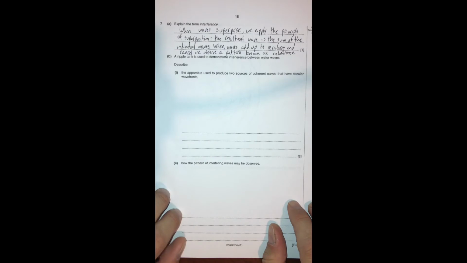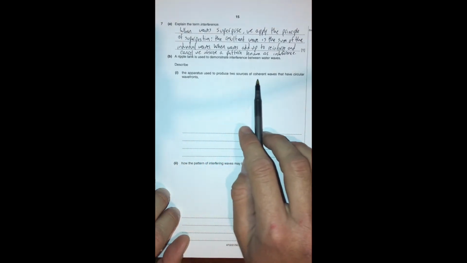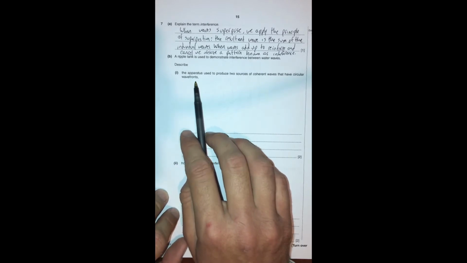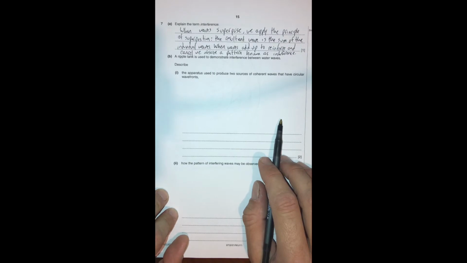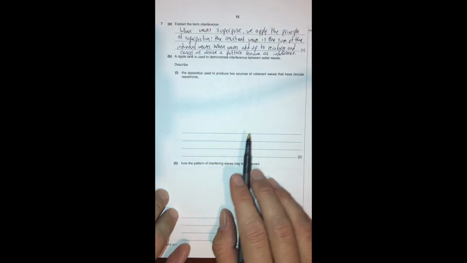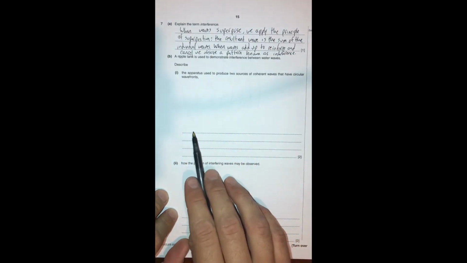All right, the question goes on to read, a ripple tank is used to demonstrate interference between water waves. Describe, 1, the apparatus used to produce two sources of coherent waves that have circular wavefronts. Well, they give you some space here, conveniently enough to perhaps draw a sketch as best you can. And I'm not the best artist, but I'll do my best to draw this apparatus. And then I can support my sketch with some description here in these lines.